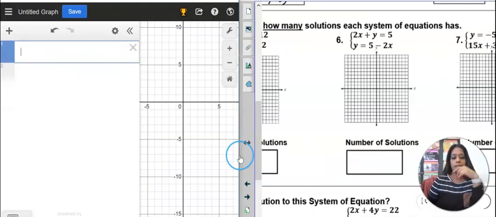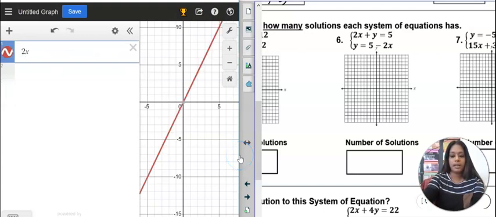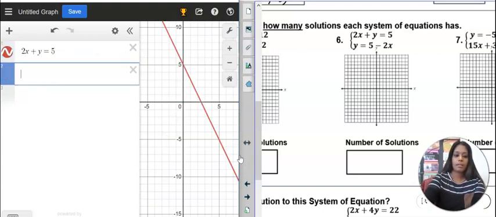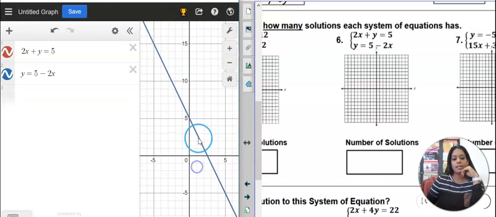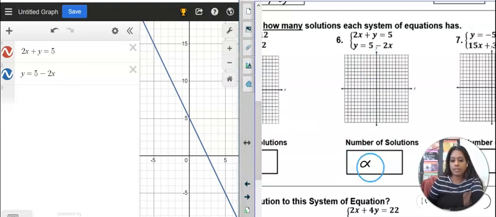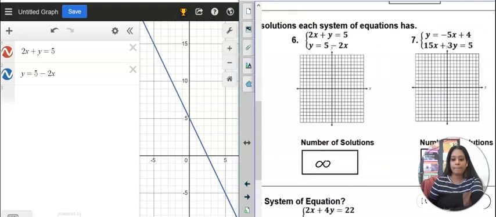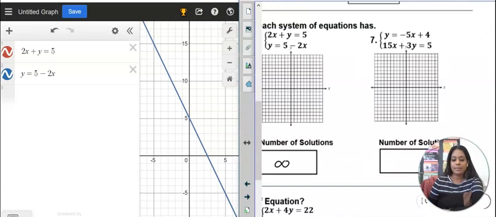Okay, the next one, same thing. We're going to just graph it and look at what type of solutions they have. 2x. Did you see that? It's the exact same line. Let me ungraph. There's the first equation, there's the second equation, and it looks like it's the same line, so we can say that there are infinite solutions. Either you can just put the infinity symbol or write infinitely many solutions. Okay? And then here's the last one.